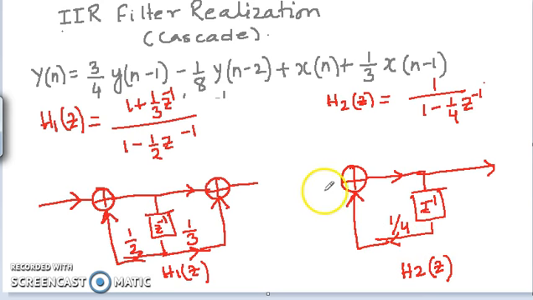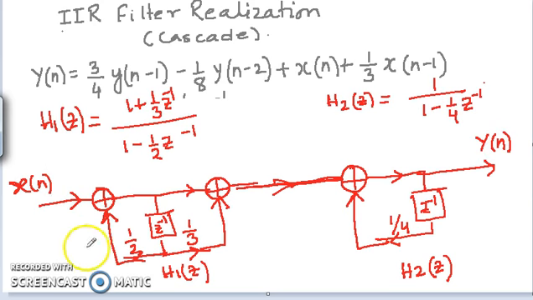Now what are we going to do? We are going to put them in cascade. So we are just going to join them. Signal is coming from here and going to here. So this is the cascaded realization of the system, where this is my x(n) and this is the y(n). This is an example of cascaded realization of an IIR filter.